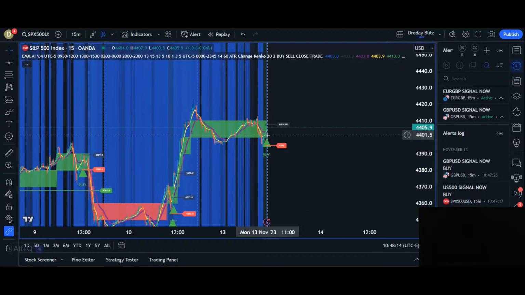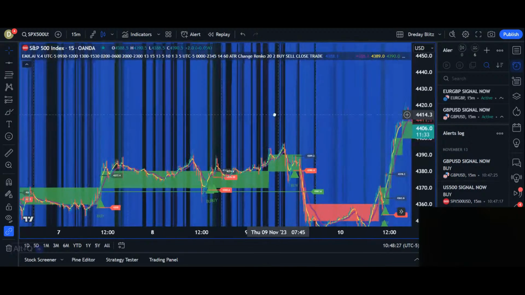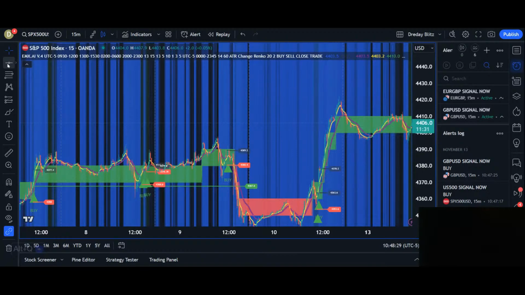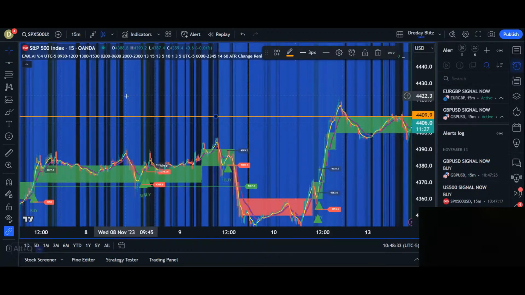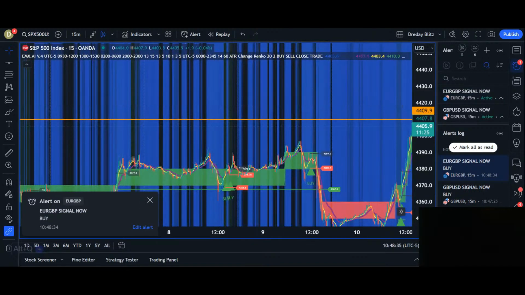So if it's reversing at that price, basically it will hit your stop loss. But if it goes up, let's look at, let's see here, Euro GBP buy. We'll look at it after. And GU.